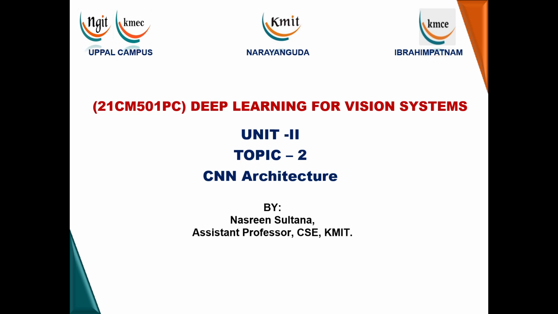Hello all. In today's session, we will start with the second topic, that is CNN architecture. In the previous session, we studied how MLPs are used for classification of images. We also went through the drawbacks of using MLP for image classification. So to avoid those drawbacks, that is spatial feature loss and increased parameters, a specially designed neural network was introduced, which we talked about in the previous session, called convolutional neural networks.